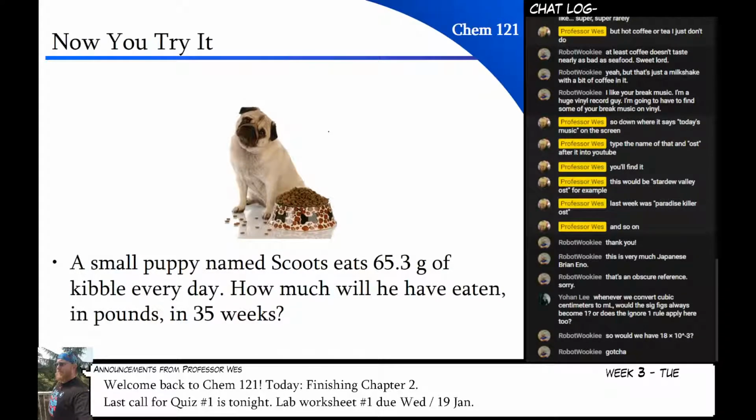This is Scoots. Scoots is a puppy. He's not my puppy. I found him on the internet. I would adopt him, though, because look at that. Look how cute he is. Scoots loves kibble, as you can tell from his bowl.